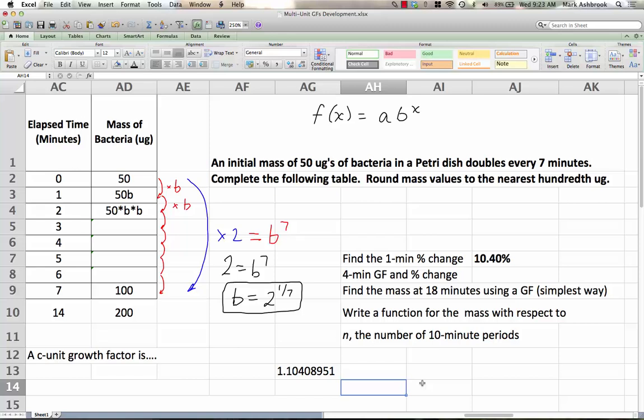Okay, so you've got some more tasks here while I take attendance. For this situation, find the 4 minute growth factor and percent change. What's the mass at 18 minutes? Using the growth factor, do it the simplest way. Don't use the function, use the growth factor. And then write a function for the mass with respect to n, the number of 10 minute periods. So you've got 3 more tasks to work on. Jerome can walk around. You can work together.